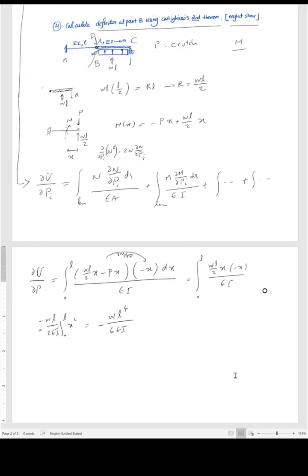Now, does it make sense that it's negative? You see that the distributed load was applied in the upward direction, so we expect this point to go up, which is in the opposite direction of P, so the negative makes sense.